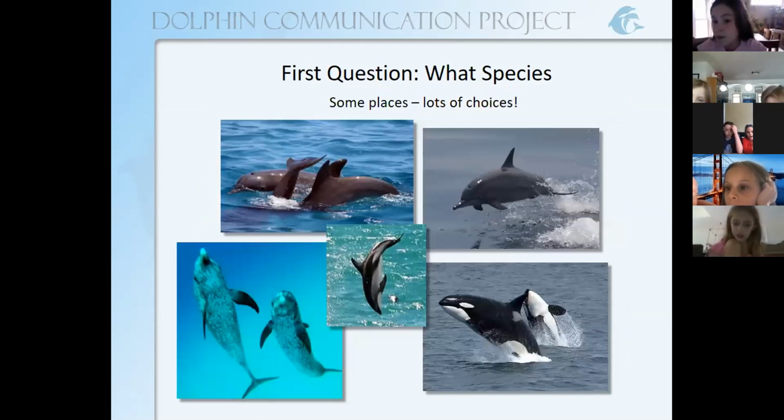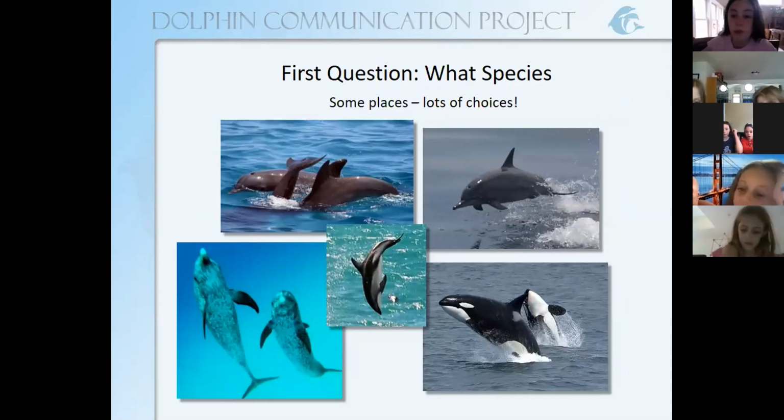So when we're studying dolphins, there are a few questions that scientists ask when we want to learn about who is who. And first, we want to know which species we're studying. In some places, in some parts of the ocean, you can go out on a boat and see several different species all in the same day, even within the same group sometimes.